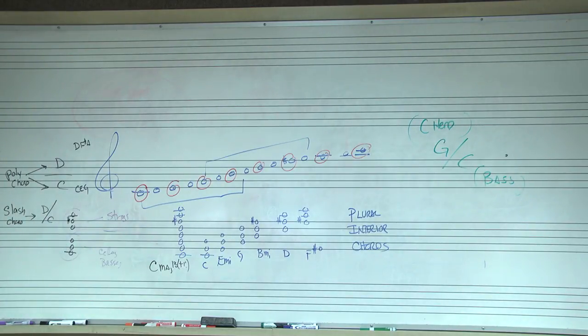So if we got a G, we see the bass. That sounds good, huh? Here's a G over a C chord. Here's a G over a C bass. To the ear, it's pretty close, isn't it?